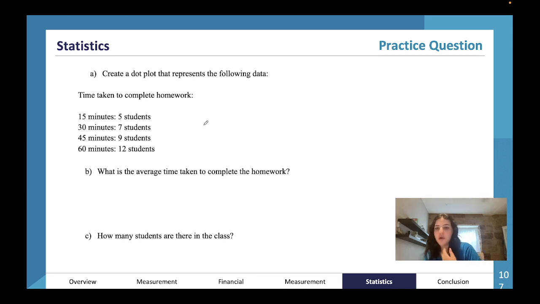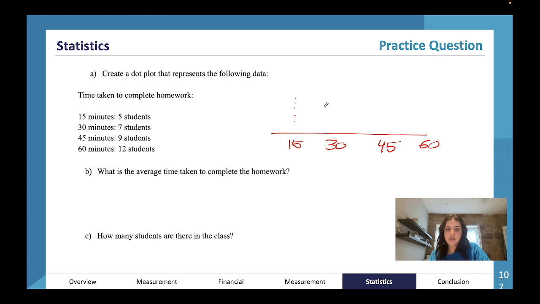Okay, we're going to create a dot plot that represents the following data. Time taken to complete homework. So there's 15 minutes, 30 minutes, 45 minutes, and 60 minutes. So 5 students take 15 minutes. 7 students take 30 minutes. 9 students take 45 minutes. And 12 students take 60 minutes. So then we have a number of dots. It should be evenly spaced in terms of this one should be the lowest, then they should go up like that, but it's hard to do it on a computer, obviously.